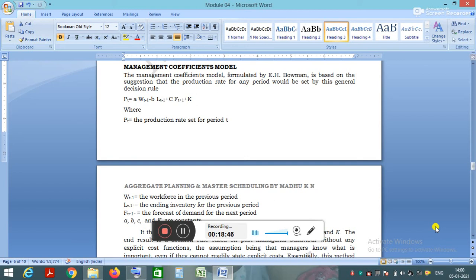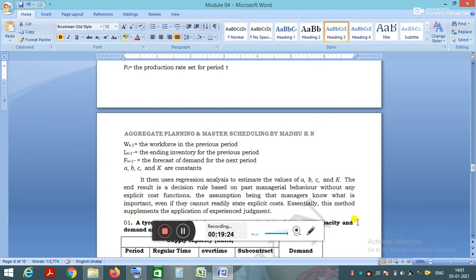The management coefficients model is developed by Bowman, and he suggests that the production rate in any organization depends on a general rule, and he gives an equation for that. Based on this equation, we can calculate the production rate for a specific period, considering the workforce of the previous period, inventory of the previous period, and forecasted demand for the next period. Okay, means current period.